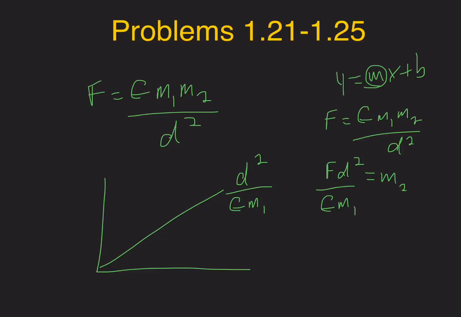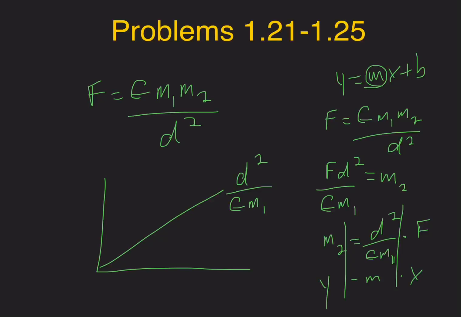Okay, and so we could just leave it just like that. So what do we got? I could flip this thing all over, so I'd have m2 equals d squared over GM times, I'm going to write it like this so you'll maybe see it, times F. Now, that fits into the y equals mx, right? Y should be your m2. M, your slope, is what we need it to be, d squared over GM, times x. Y equals mx. m2 equals d squared over GM times F.